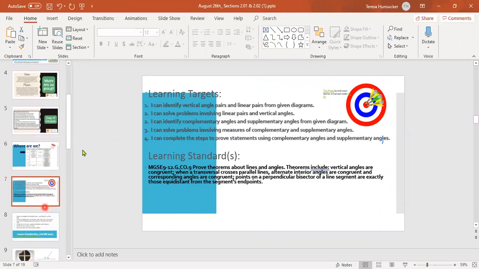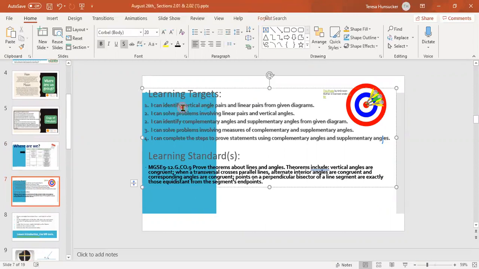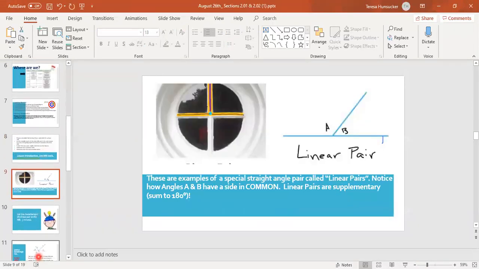Moving on, we have learning targets: identifying vertical angle pairs and linear pairs, solve problems with linear pairs and vertical angles, identify complementary and supplementary angles, solve problems involving measures of complementary and supplementary angles, and complete steps of a proof. So here we have a linear pair, okay?